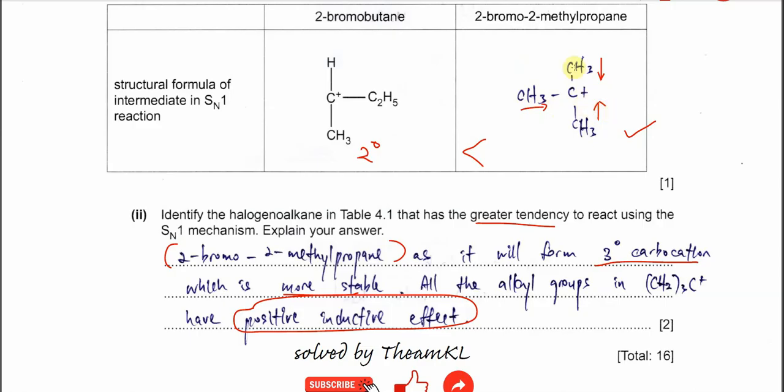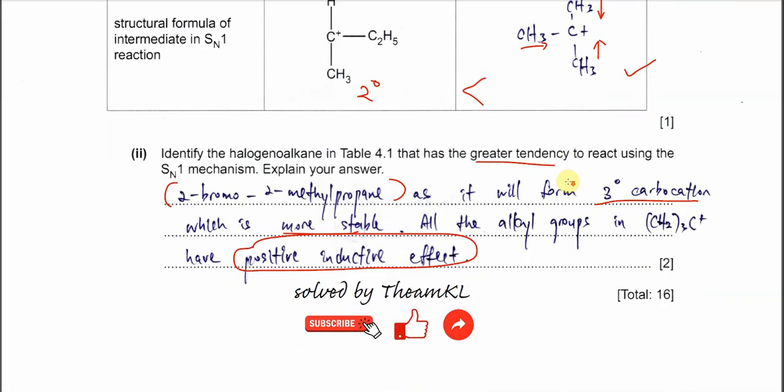And when the electrons get near to this positive side, the positive charge is lessened, meaning it is more stable. So this is what stability means. So when the positive charge is getting lesser because of the positive inductive effect of these alkyl groups, it becomes more stable. Right? That's the meaning of positive inductive effect. Okay, so that's all. Thank you.